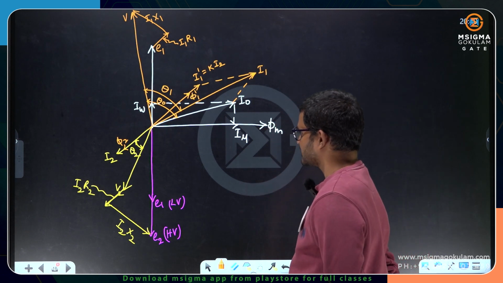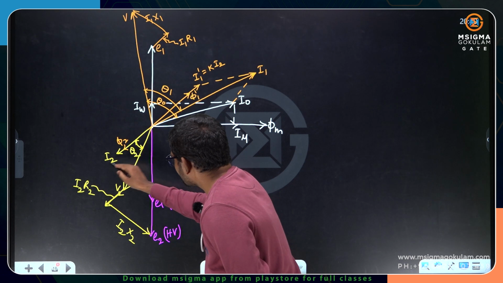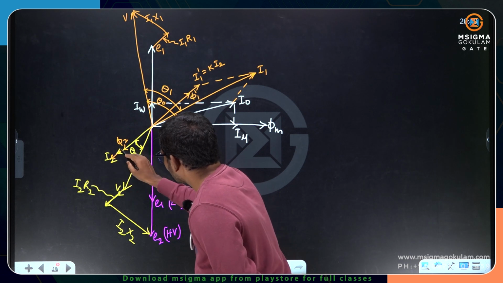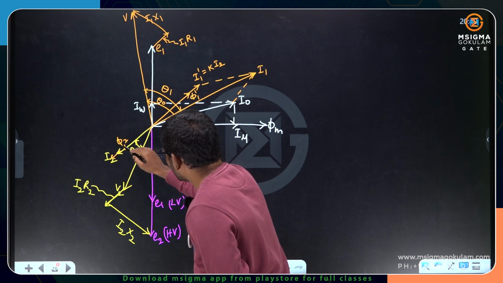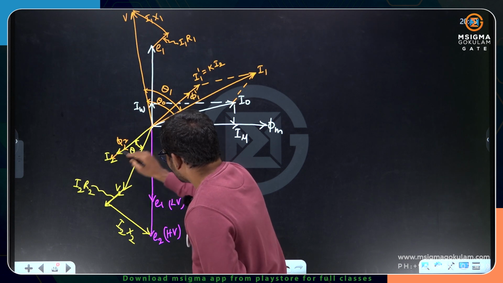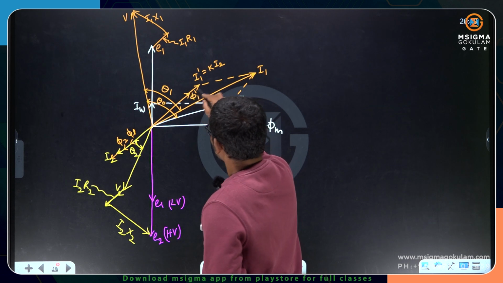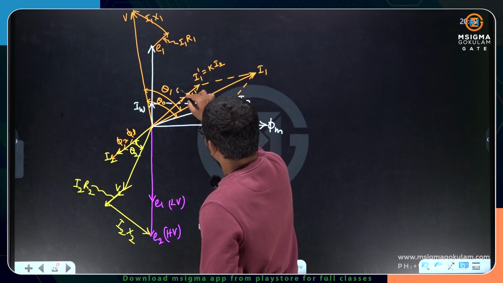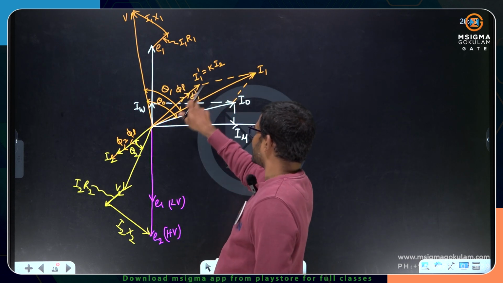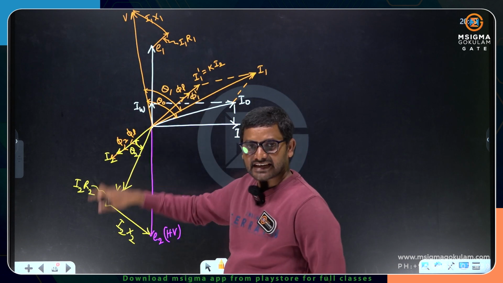Because of leakage components. You see, I2 is going to create phi 2, and phi 2 is going to be in the same phase. In the same phase, I can draw even leakage flux also. Even in the I1 dash also, here also I can write leakage flux. Leakage flux on the primary component, leakage flux on the secondary.